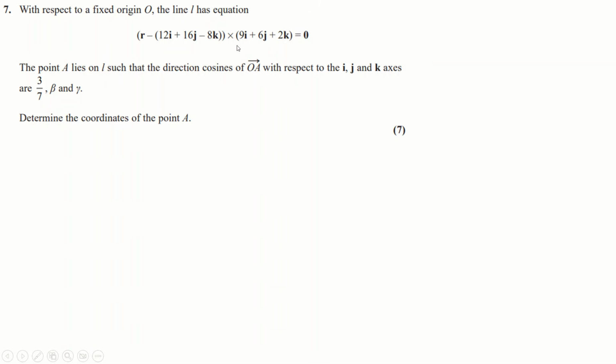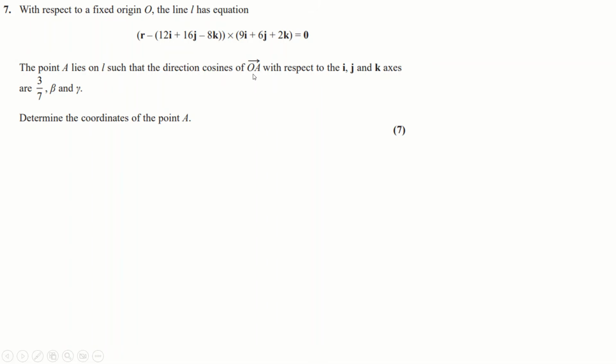Question number 7. We've got the cross product form, a way of writing a line. We don't see this very often, and we don't really need it too much. It's talking about direction cosines, which again is not a question you see very often, but it's quite nice when you get it because it's not too bad. The direction cosine, the only one they've given us is this one, 3/7.